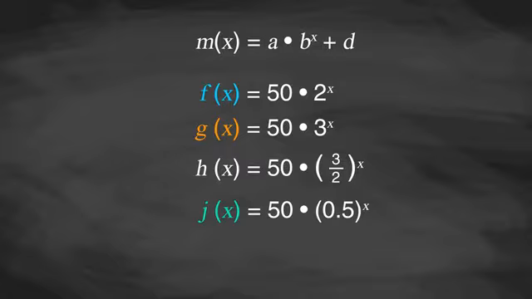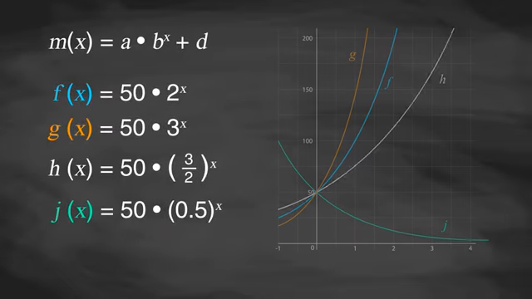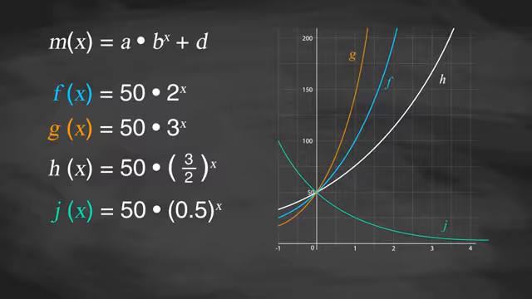Each of the functions f, g, h, and j represents the amount of money in a bank account in dollars as a function of time x in years. They are written in the form m of x equals a times b to the x. Here is each function graphed on the same coordinate plane. Which graph stands out from the others as different?